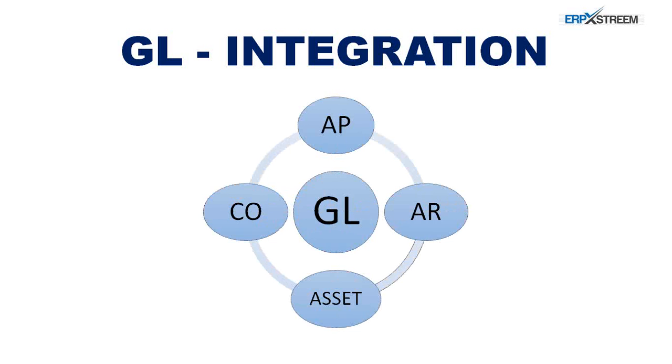So now we can call GL the mother of all FI modules. In FI we have separate modules: AP module, AR module, asset module and controlling module. AP stands for accounts payable, which is a separate module, like a separate department. AR is accounts receivable, also a separate department, a sub module. Likewise we have the asset module, and the controlling module or controlling department.